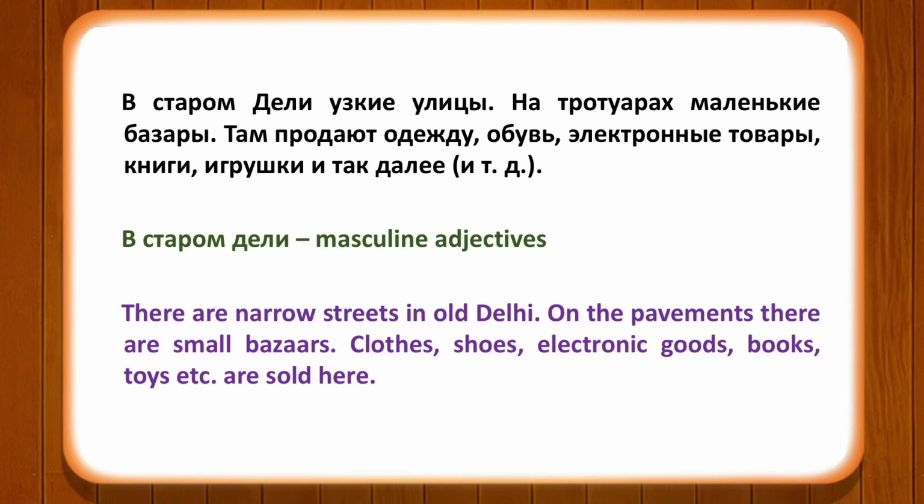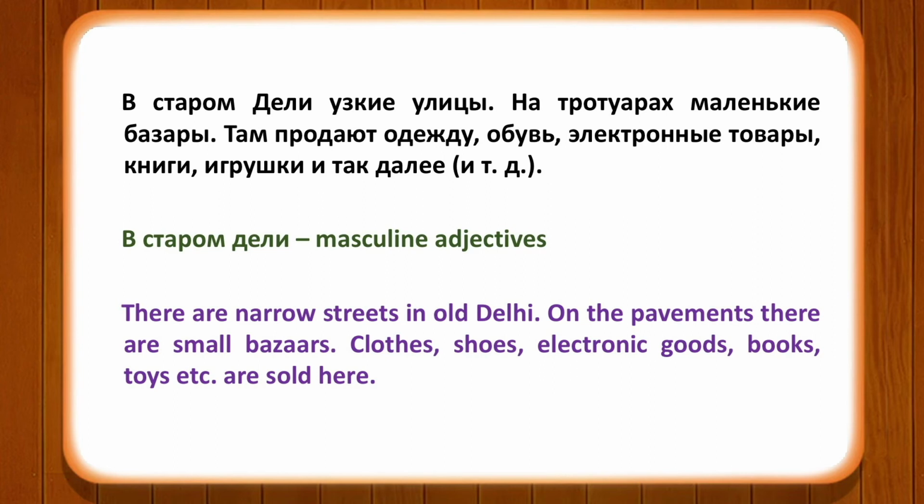There are narrow streets in old Delhi. Dear learner, please also remember that when we translate, sometimes we have to add some words from our side to make it more clear. So in this sentence, I have added "there are" from my side. So "Staram Delhi, uski ulitsi" will be translated as there are narrow streets in old Delhi.